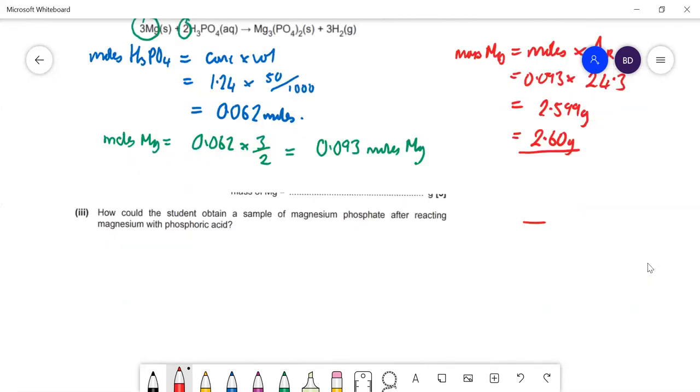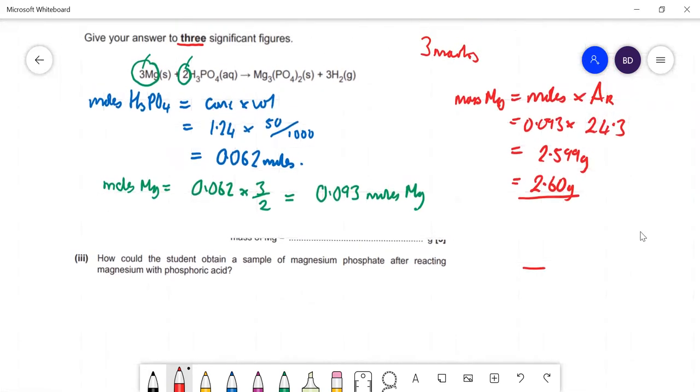Okay, how could the student obtain a sample of magnesium phosphate after reacting magnesium with the phosphoric acid? Well, you need to look at the equation there to realize it is a solid. It's not a soluble salt, it is an insoluble salt. Magnesium phosphate, solid. So how would you get rid of that? Well, you should filter it.